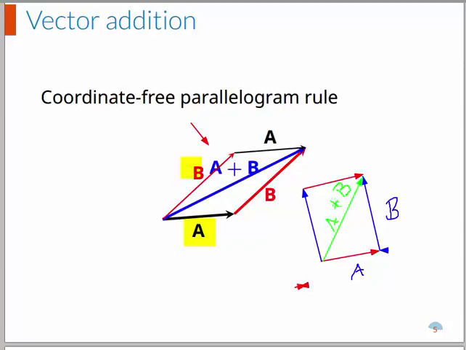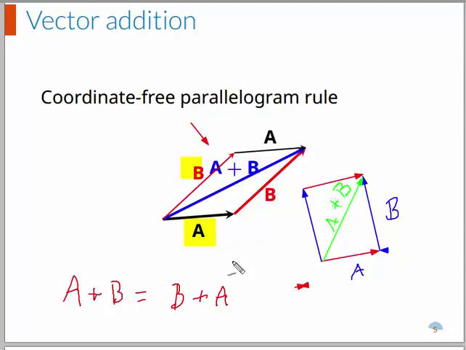And we do expect that. We expect A plus B to equal B plus A. We expect that addition is commutative, and it is here for vectors as well as for numbers. So that's the coordinate-free parallelogram rule for adding vectors. You put them tip to tail, and the resultant is A plus B.